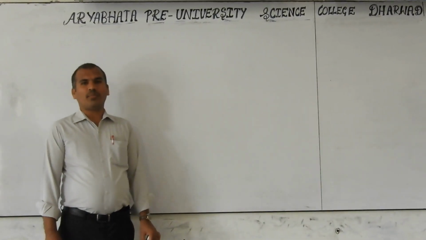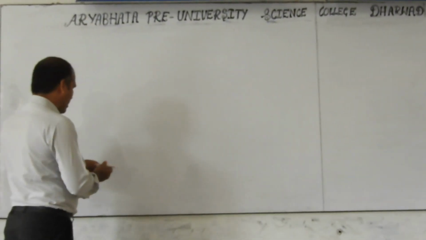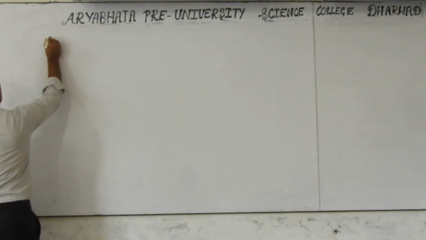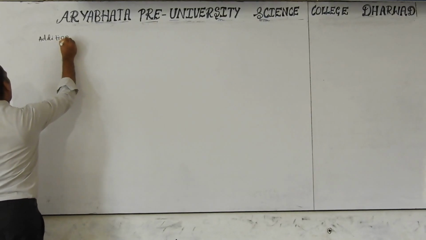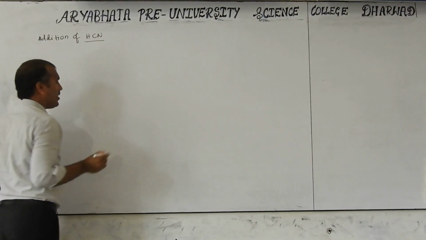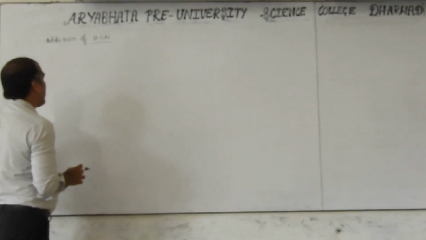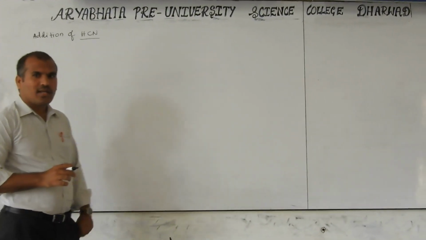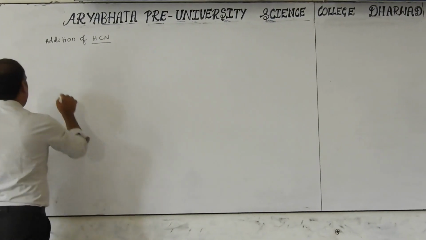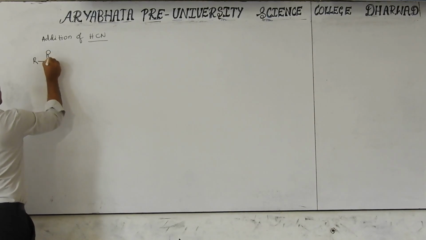Now I am discussing the chemical properties of aldehydes and ketones. In the last class, we discussed a little bit about the addition of HCN, hydrogen cyanide. HCN meaning what? Hydrogen cyanide. It is also called methane nitrile, the IUPAC name. Now, consider here R-C=O-H.